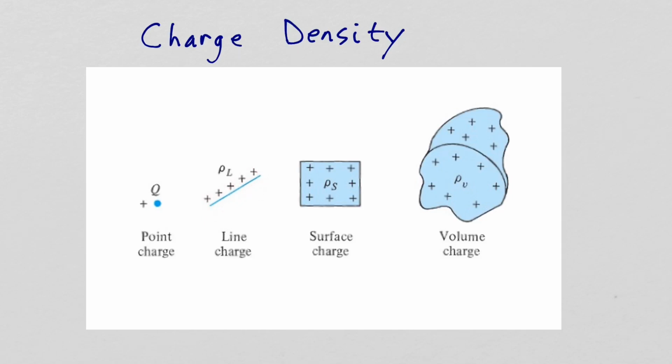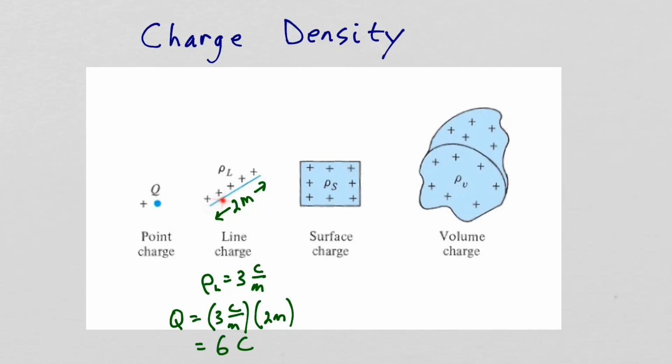The symbol we use to indicate line charge density is rho with the subscript L. As an example, let's say we had a rod that was of length 2 meters, and that for every meter of length there were 3 coulombs. So we would say the line charge density is 3 coulombs per meter. So the total charge on our line will be the 3 coulombs per meter times our length of 2 meters. The meters would cancel, leaving you with a total of 6 coulombs on our line.